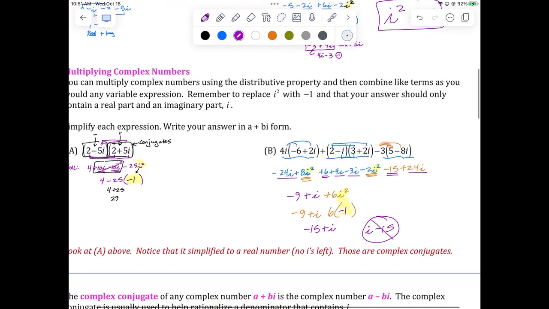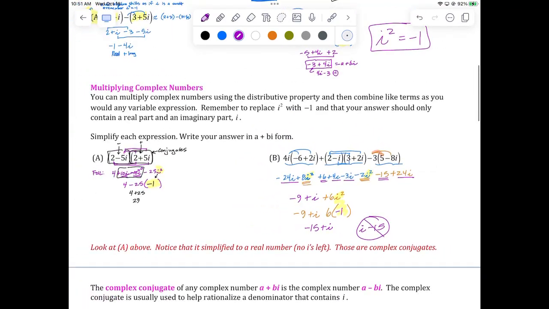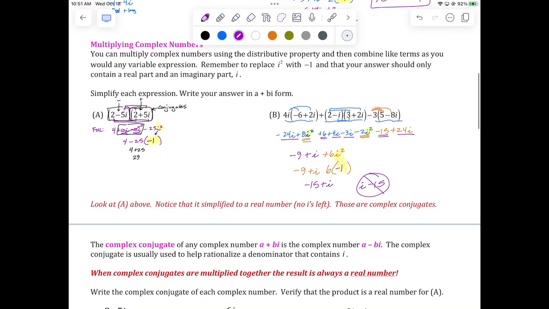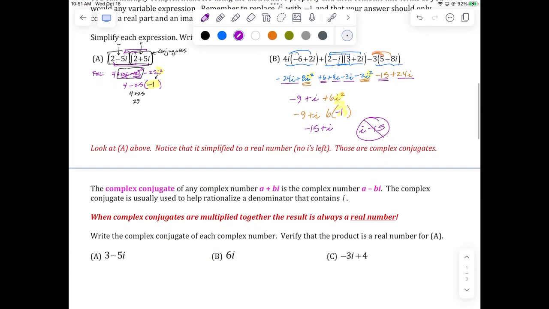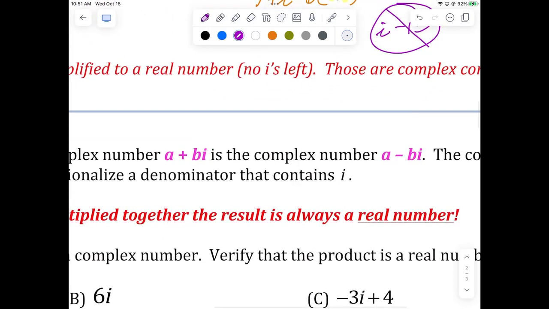All right, it says, notice that it simplifies to a real number, or no i's are left. Oh, that's the complex conjugate. Yeah, we already talked about that. All right. So let's talk about the conjugate. We call them a complex conjugate because they're complex numbers. a plus bi and a minus bi are complex conjugates of each other. What changes between them? The i term. One of the i terms is plus, one of the i terms is minus. The real part stays the same. a plus bi and a minus bi.